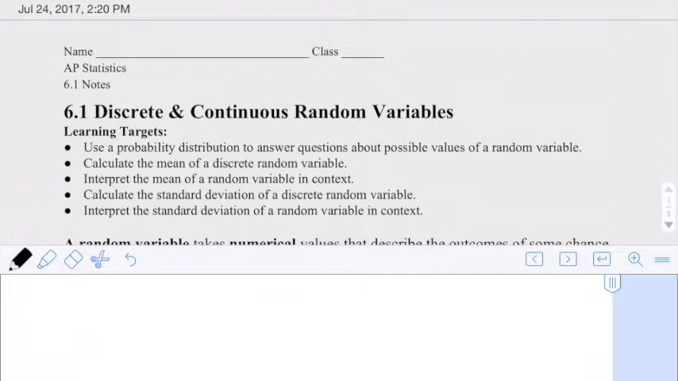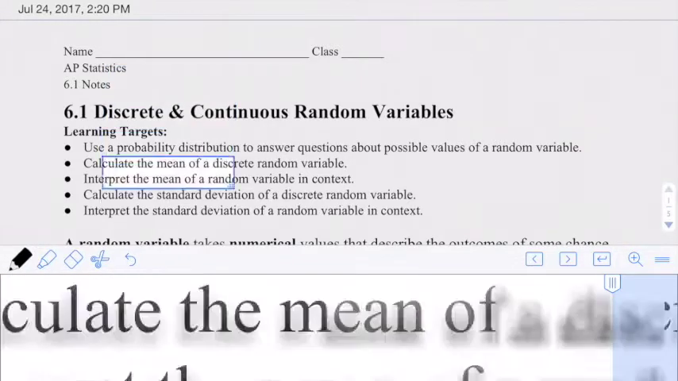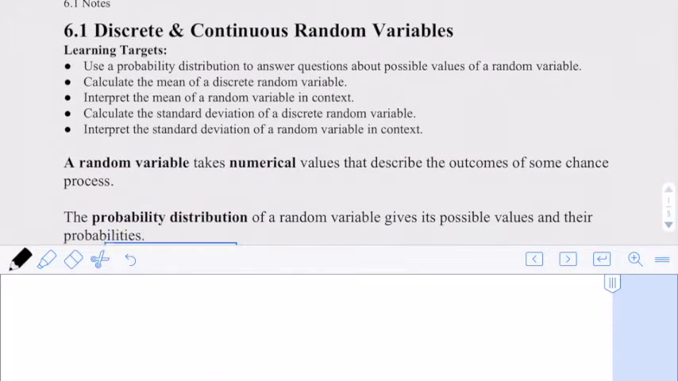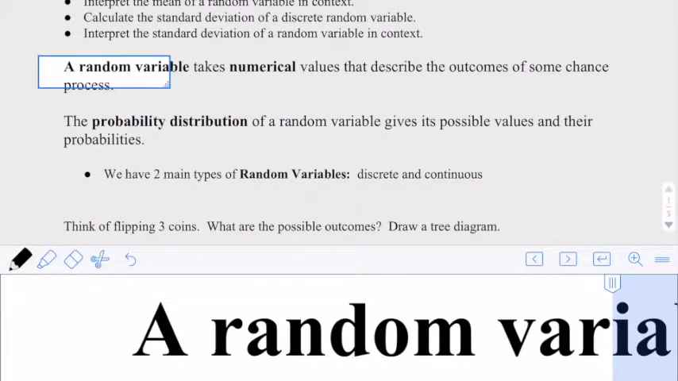Alright, AP Stat students, welcome to Chapter 6. This is going to be a really important chapter on discrete and continuous random variables. It's still very probability based, but we're going to start learning some things that we're going to be using throughout the rest of the school year.